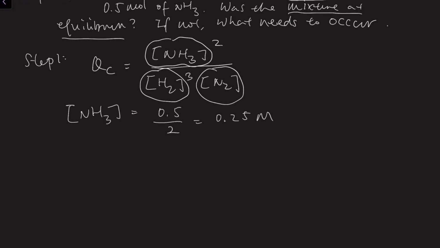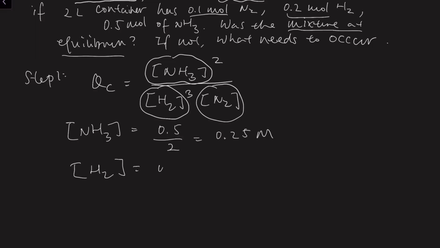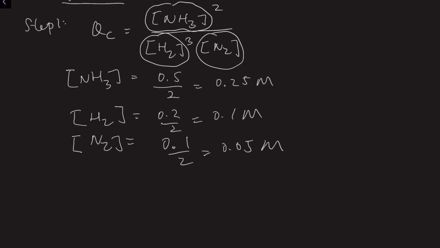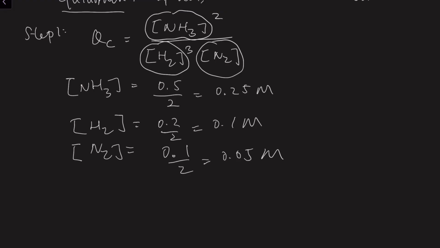The concentration of hydrogen gas is 0.1 mole. The concentration of nitrogen gas is... So now we have everything in terms of concentration, so we can calculate QC very easily.